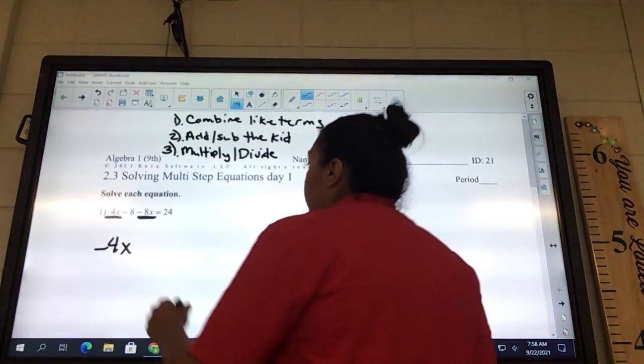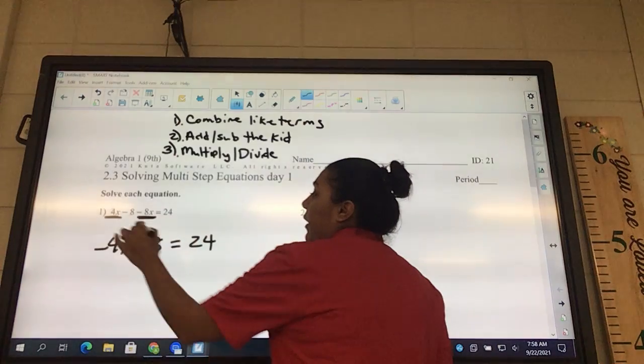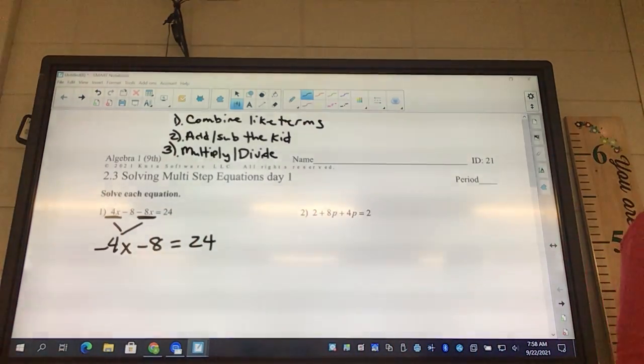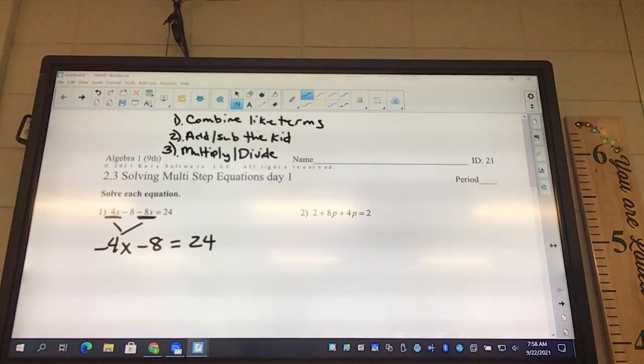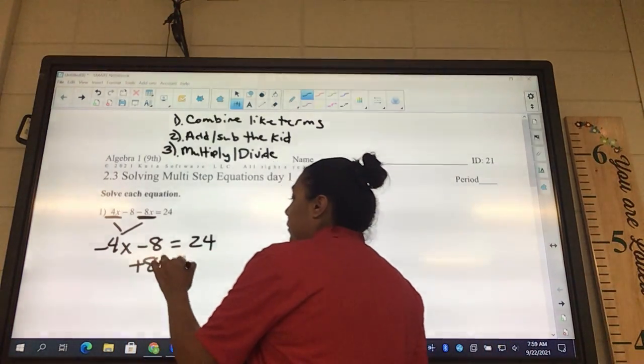So I can put that on there. So I got minus 8 equals 24. Okay, so we put these two together and that gave me the 4, and then we got that 8 from the other 8. Okay, now we're gonna add or subtract the kid. Who's the kid? The 8. Okay, so we're gonna say plus 8 plus 8.